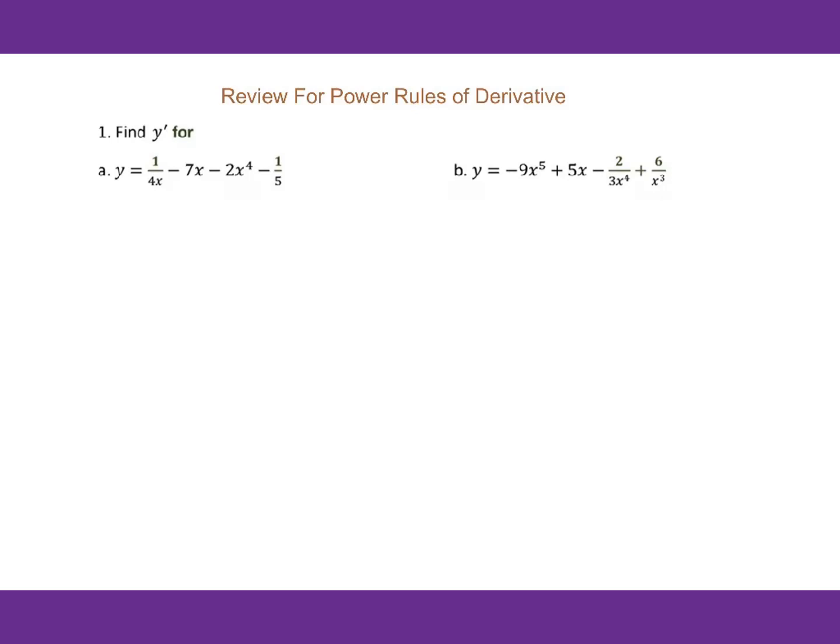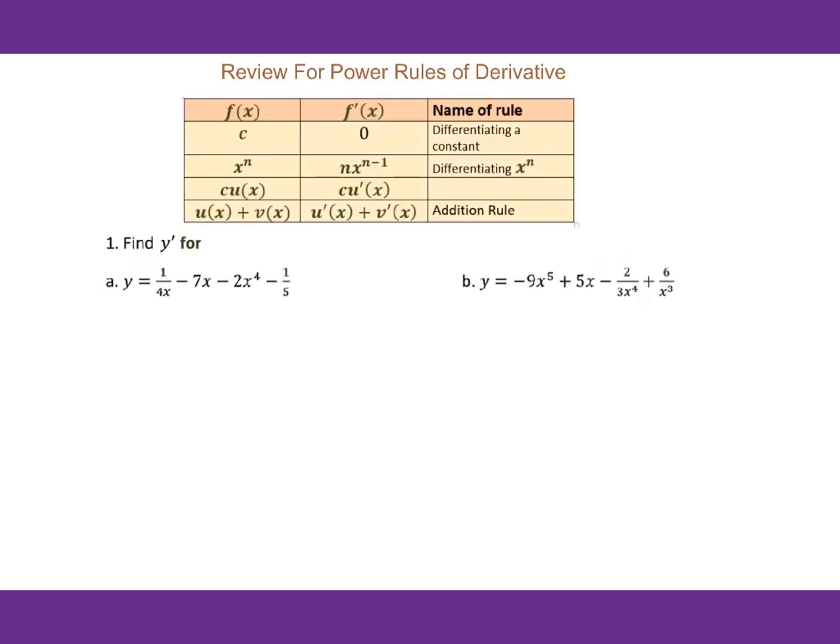This video is about review for power rules of derivative. For number 1, find y prime. That means we need to find the derivative of y. y equals 1 over 4x minus 7x minus 2x fourth power minus 1 over 5.